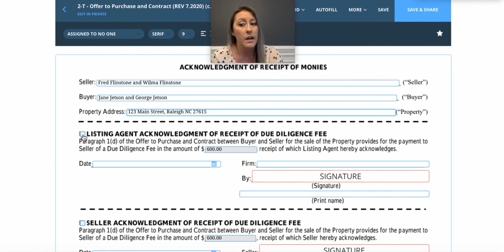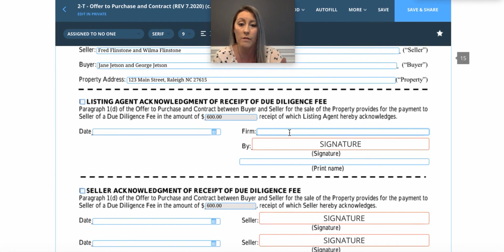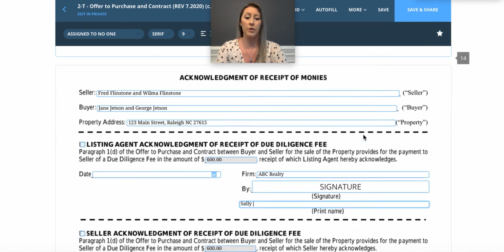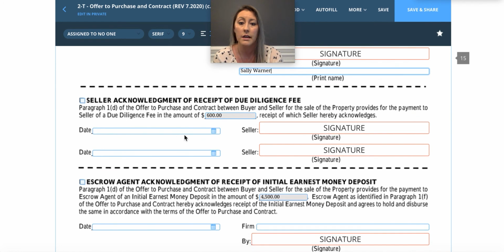And don't forget, check the box, put the date and the firm name, whoever this is going to be filled out by the listing agent. So they're going to put their firm name. So it would be ABC Realty. You can fill it out for them ahead of time if you know Sally. What did I say her name was? Sally Warner. She'll sign there, date it.